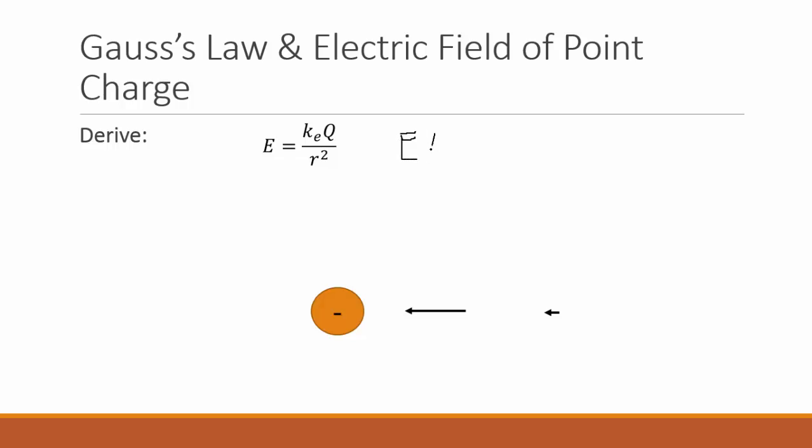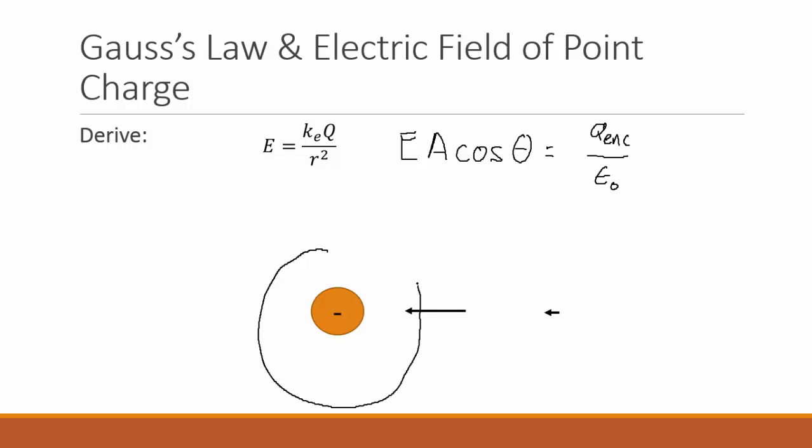which is the electric field times the area times cosine of the angle between a vector perpendicular to the area and the electric field, is equal to the enclosed charge divided by epsilon naught. So what we need is some surface in order to use this. The surface in particular that I'll consider is a sphere surrounding the charge. The center of the sphere is at the location of the charge, and the radius of the sphere will be r.